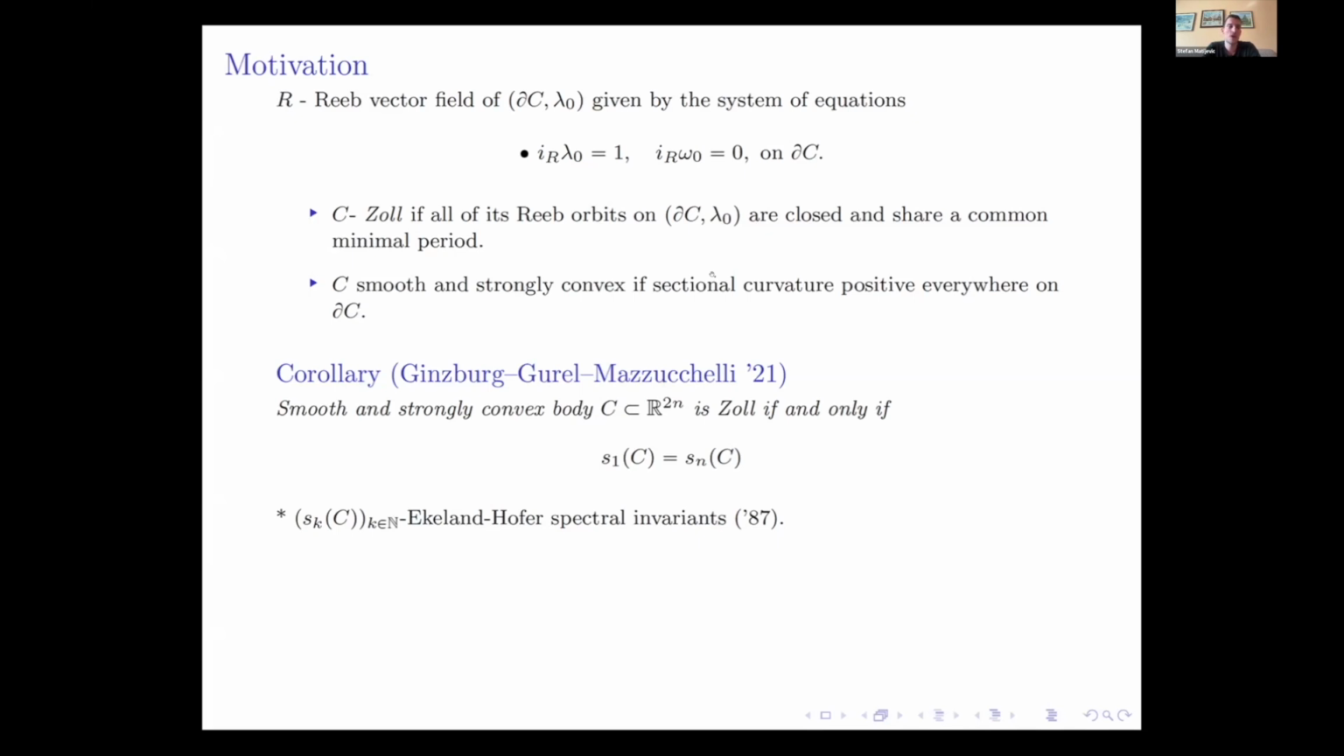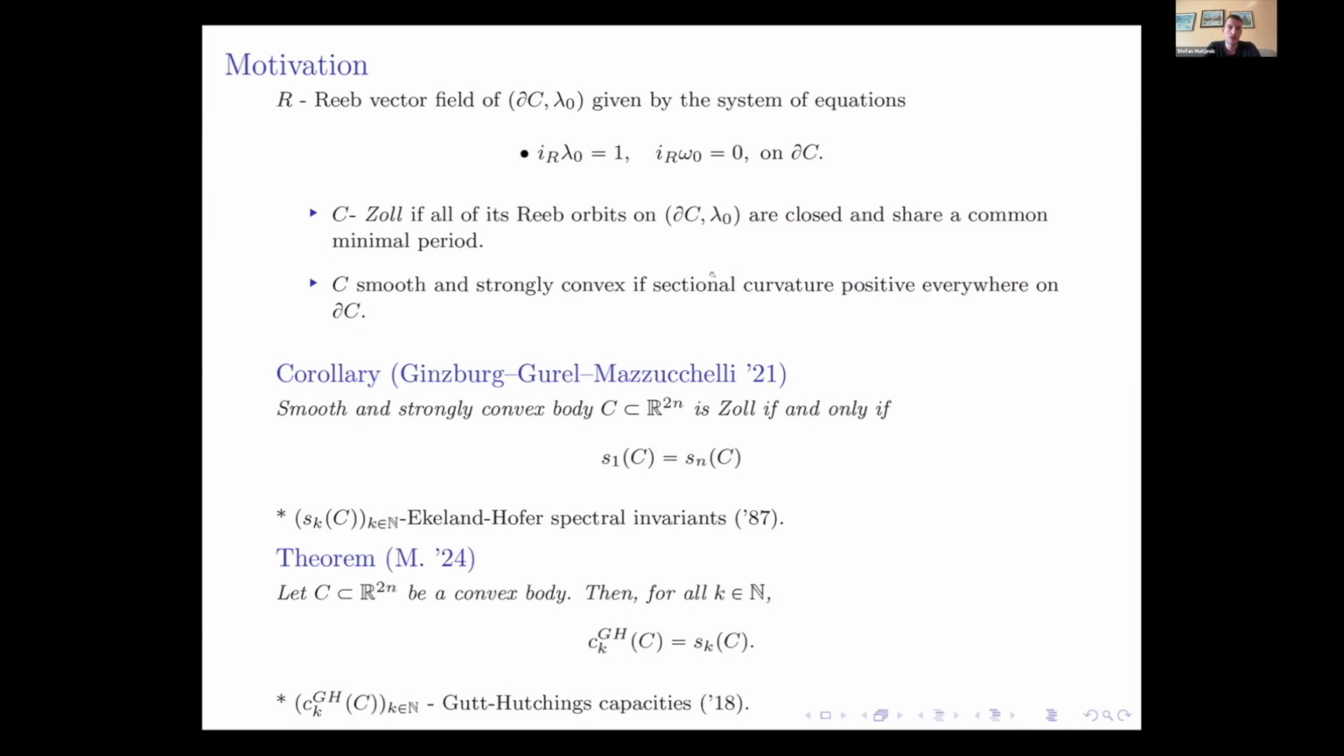Then we come to the next result, a theorem from my previous work from last year, which states that for convex bodies, these Ekeland-Hofer spectral invariants are good Hutchings capacities. I will make a small break here to see if there are any questions regarding these statements. Okay, if not, then I will continue.